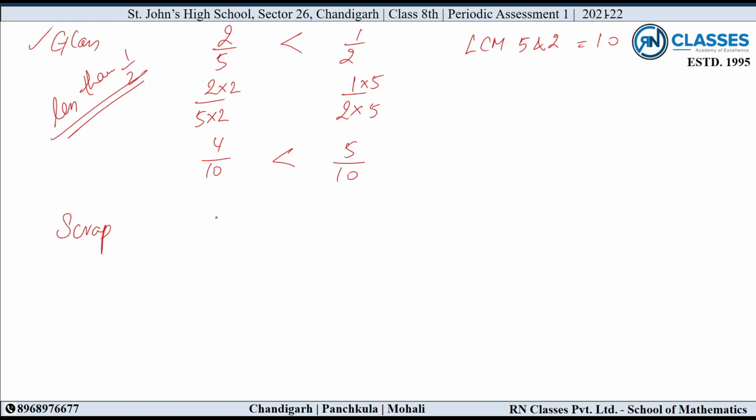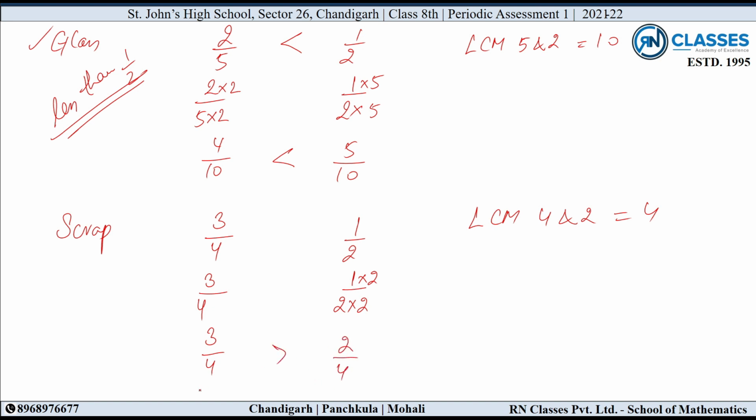Scrap, 3 by 4. With observation you can tell, but we have to solve it in the paper. Observation से आपको answer पता है. 4 and 2 LCM, of course it is 4. So 3 by 4, 4 ही बनाना है, so the number would remain the same. Half multiplied with 2 in the denominator as well as the numerator. So 3 by 4 and 2 by 4. Which one is greater? 3 by 4 is greater, means 3 by 4 is greater than half. So this is greater, we cannot take scrap.